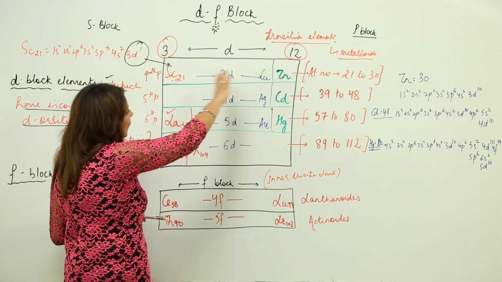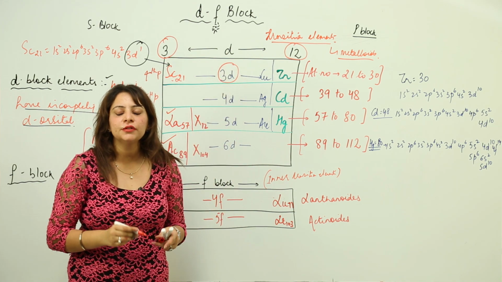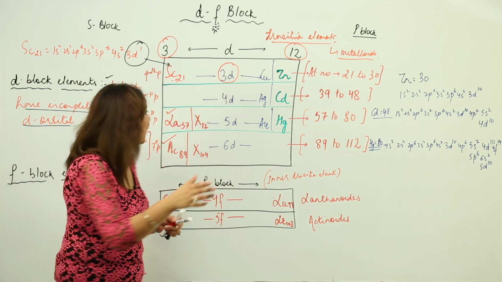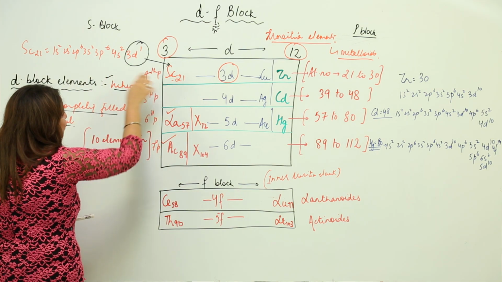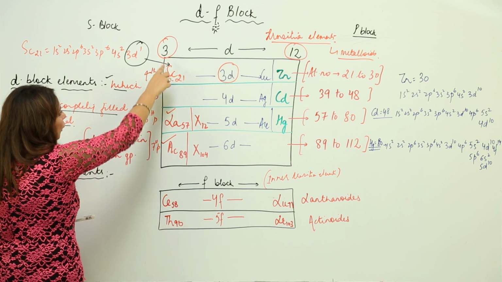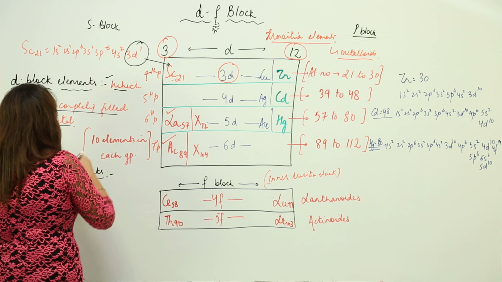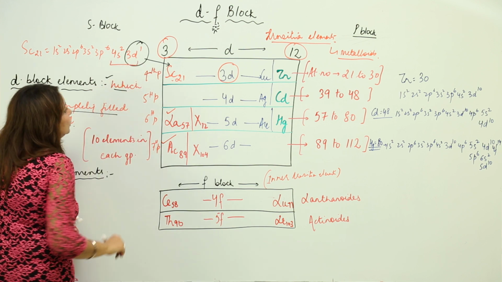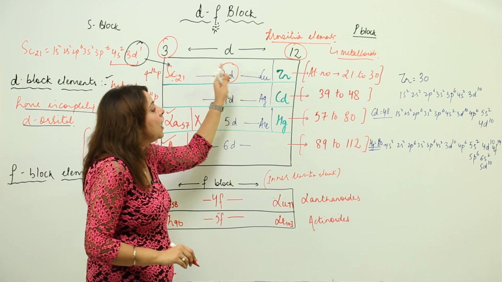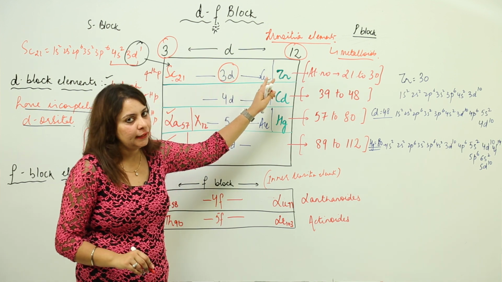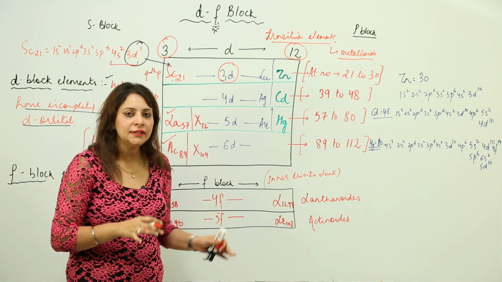In the first series, what we see is the filling of the 3d orbital. As I took an example of scandium, which is the first element of the 4th period, the first transition element, its configuration is 4s2 3d1. Then it will be 4s2 3d2, 3d3, 3d4, and at the last we will see 3d10. So the filling of the 3d orbital occurs from 1 to 10.